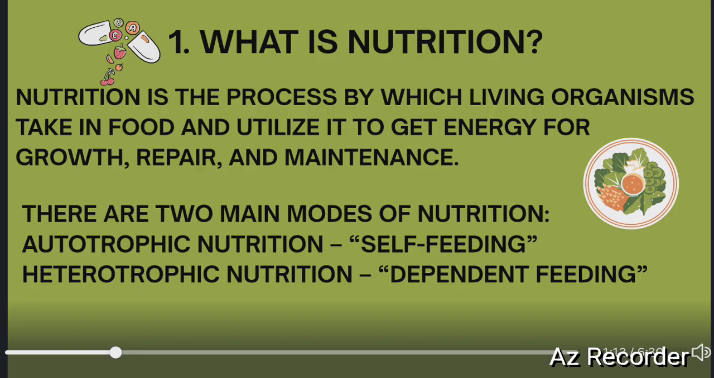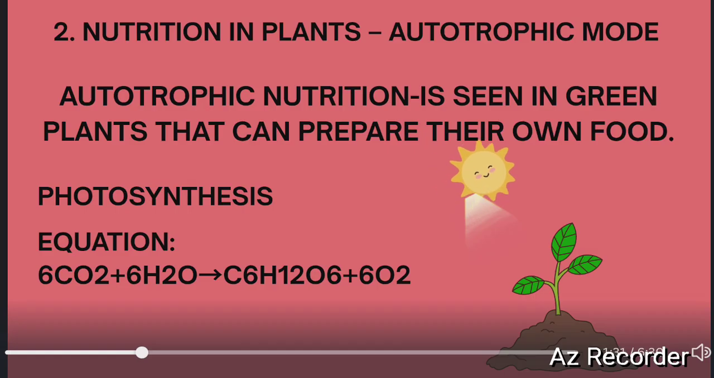Okay, and the second point, nutrition in plants, that is the autotrophic mode. As we know, plants take in the autotrophic mode of nutrition because of the chloroplast, right? By the sunlight and the water, they can prepare their own food material. So photosynthesis is the process by which green plants prepare food, that is glucose, using carbon dioxide and water in the presence of sunlight and chlorophyll. And the equation, you know that, right?